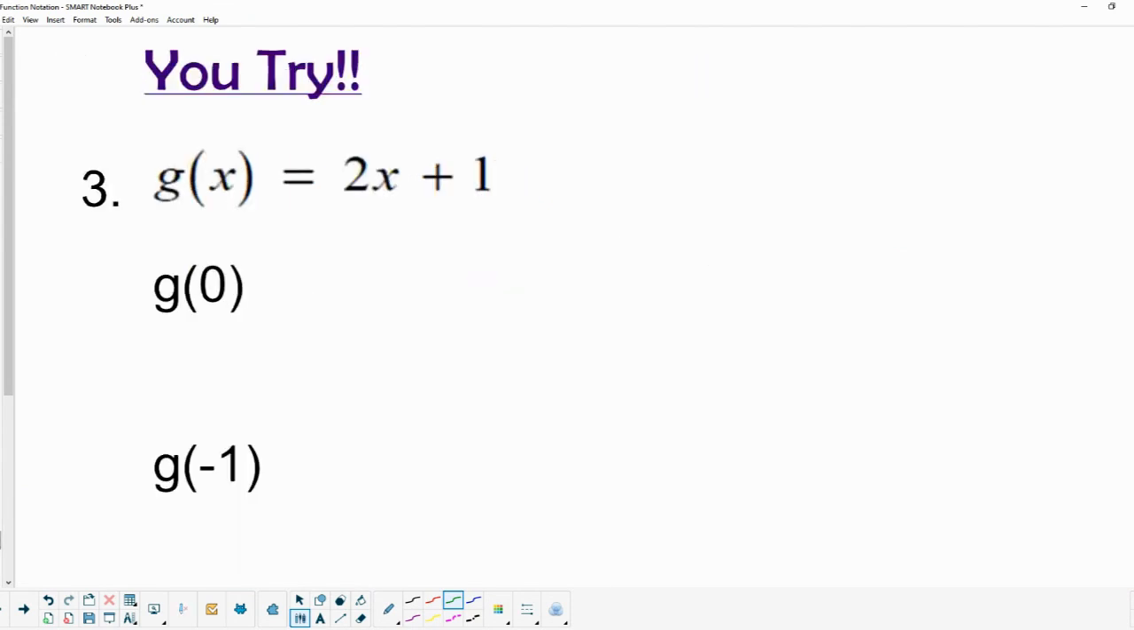Okay, here's another one. This is a function called g of x. But sometimes they name them differently with different letters. This might stand for how much something grows or gains. So that's another nice thing about function notation. So we have 2 times our input, 0, plus 1. 2 times 0 is 0, 0 plus 1, so our final output in this case would be 1.